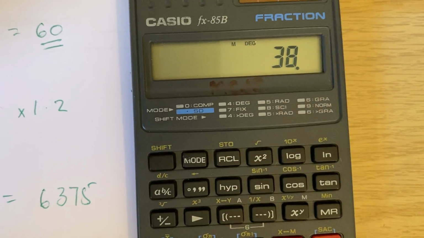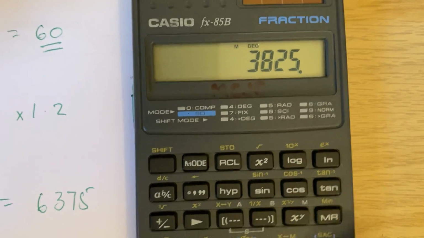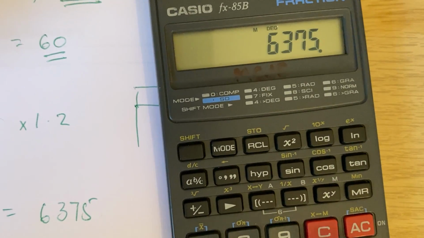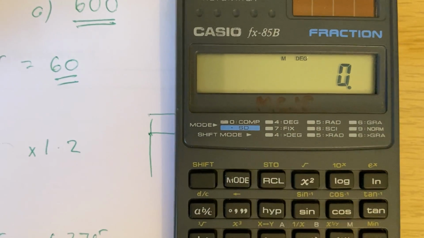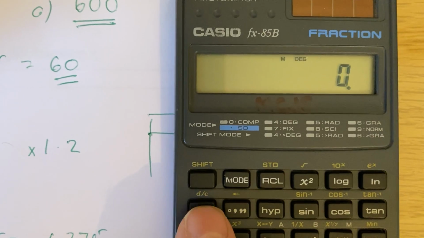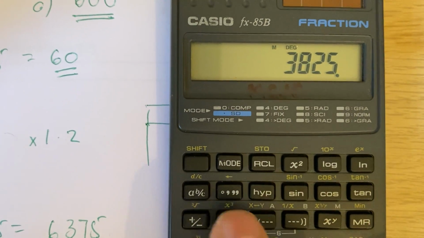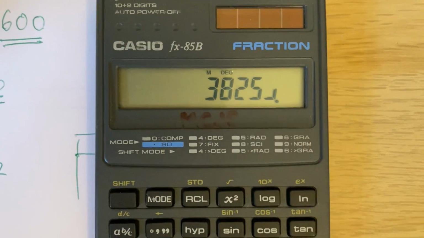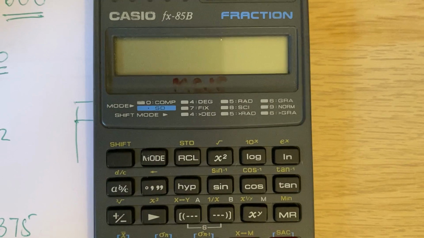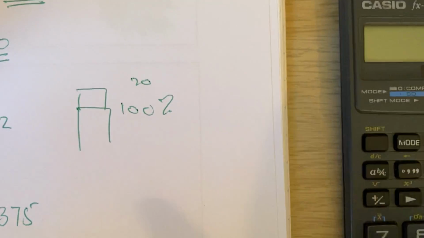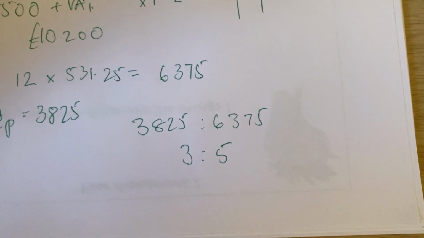I do 3825 and then shift over. Let's see if it works. I don't know if it works on this one. Equals, no it doesn't. So let's just try one more time. That's the button I want. So I do 3825. It doesn't work yet. Oh, there we go. Over 6375. If I press equals, it simplifies it down to 3 to 5. And that's your ratio. Really nice way of doing it.